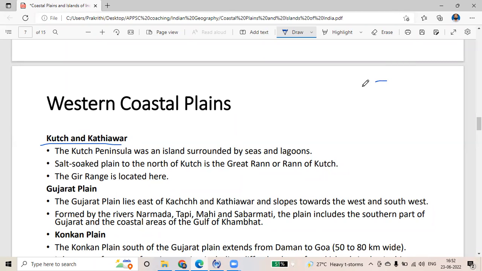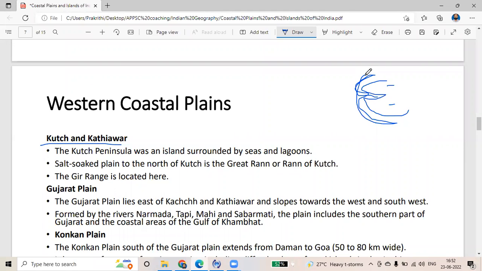So if you look, you can see in the Gujarat area there will be a shape like this. This area we can say is actually the Kutch and Kathiawar plain region. Usually it is a peninsula. It is the Kutch peninsula. Peninsula means here you can see the land, and the sea on all three sides. So three sides are covered by water body, so we can say it is a peninsula.